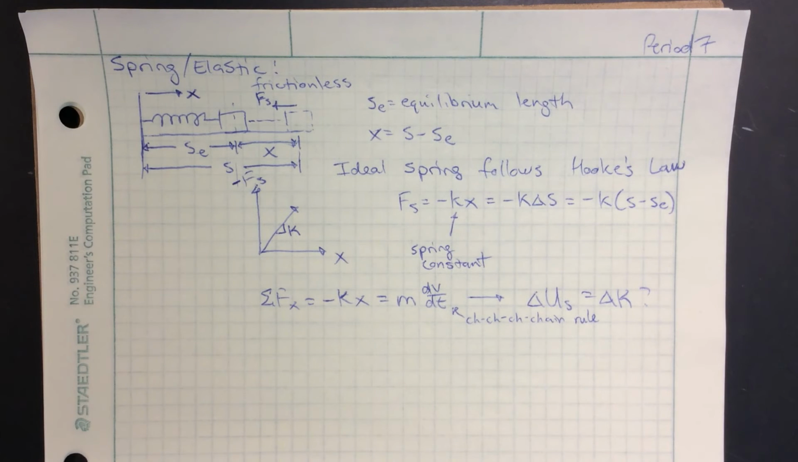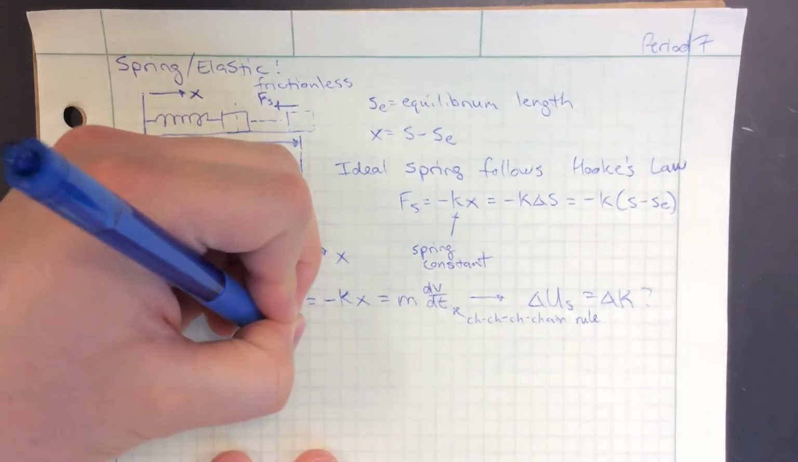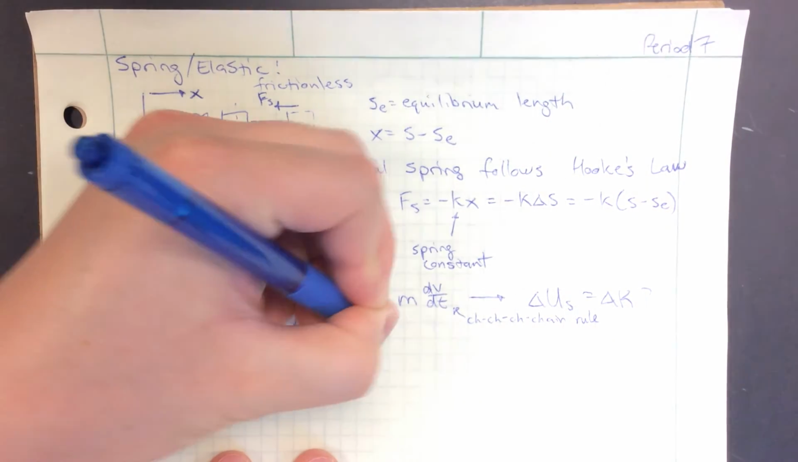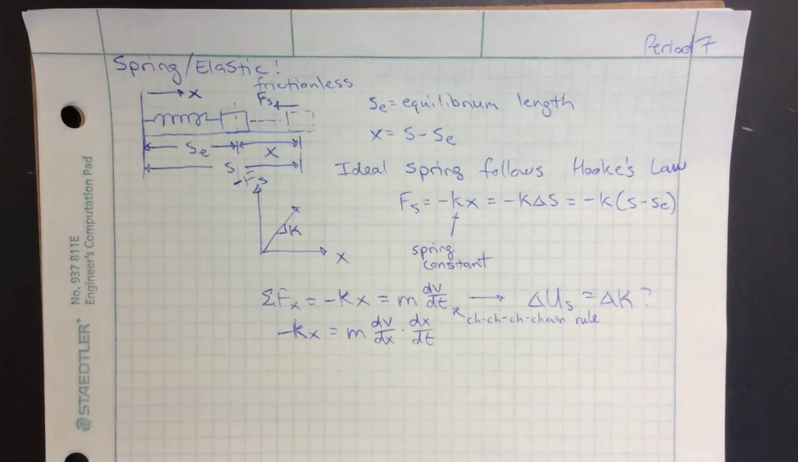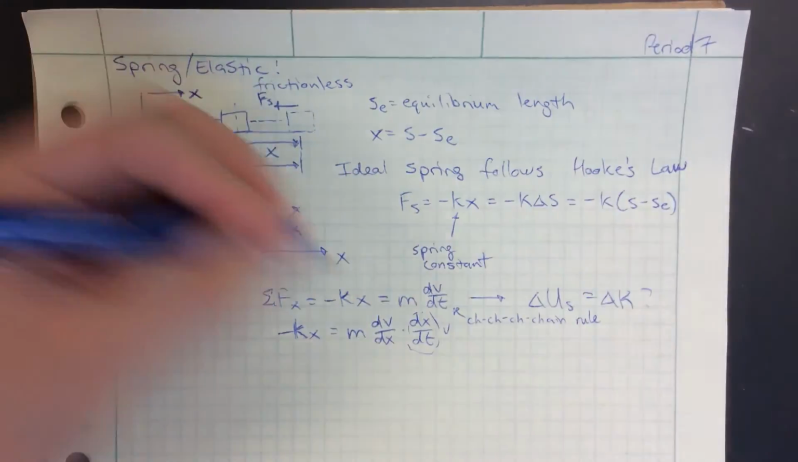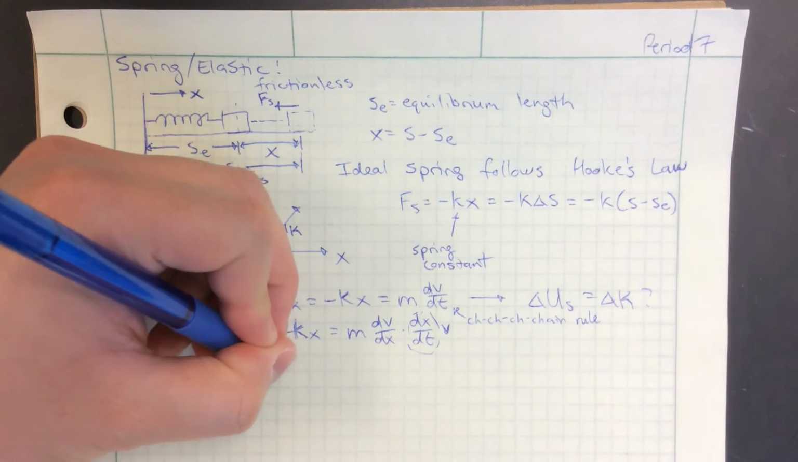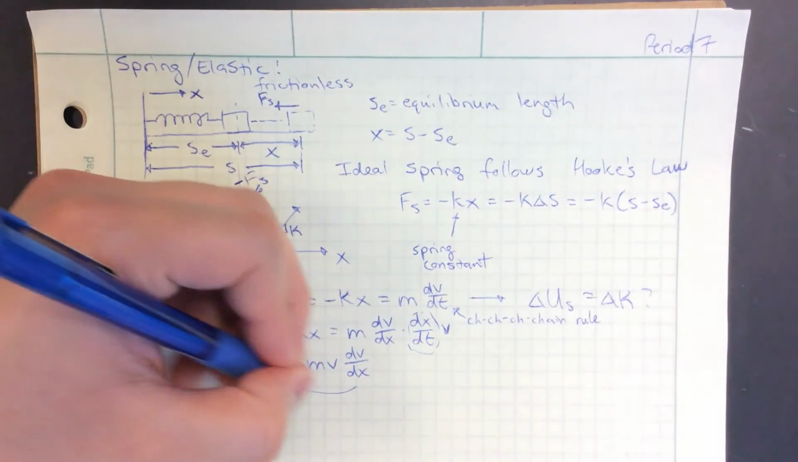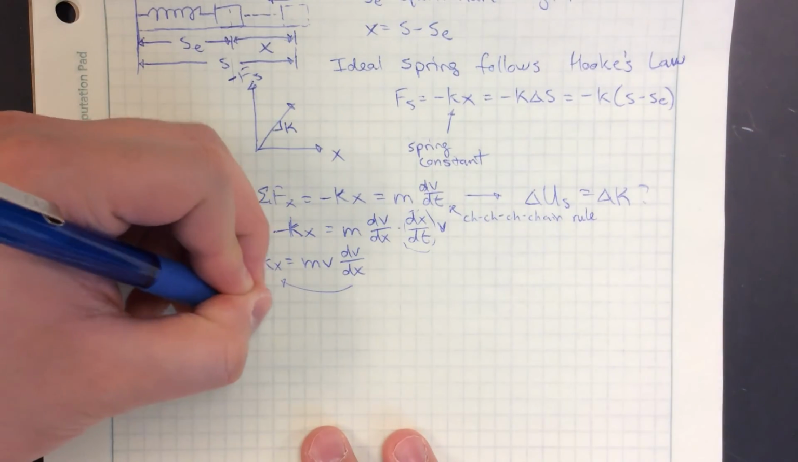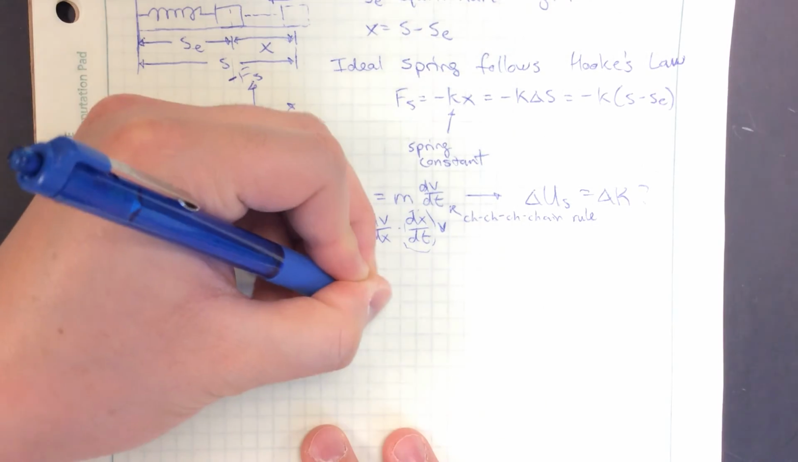All right, guys. We gotta move on because we spent some class time on a story. So let's go through this derivation. Start with the chain rule. Negative kx equals m dv/dx dx/dt. Okay, the dx/dt is essentially your velocity. So you have negative kx equals mv dv/dx. Okay, move the dx over. Negative kx dx equals mv dv.